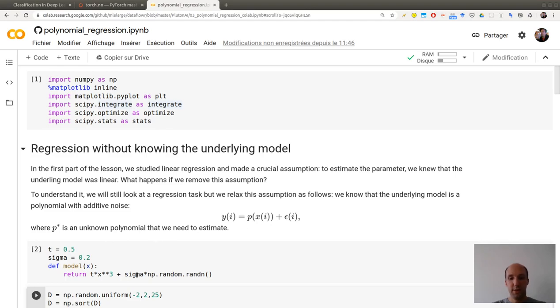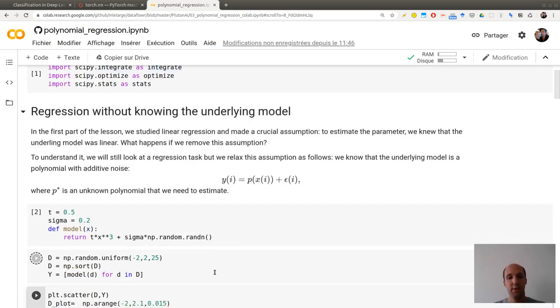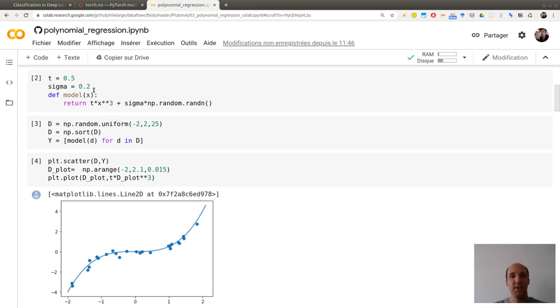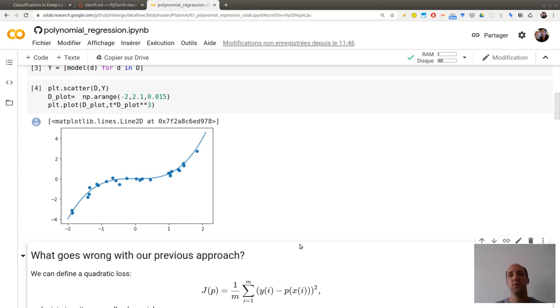So here is a picture of what you are obtaining. You see that I'm taking a polynomial of degree 3 and I'm adding some Gaussian noise here. Then I'm sampling my data set, which are the blue points here, and the true model is given by my curve here. So now I only have access to the blue points here, and the task is to estimate the polynomial here.